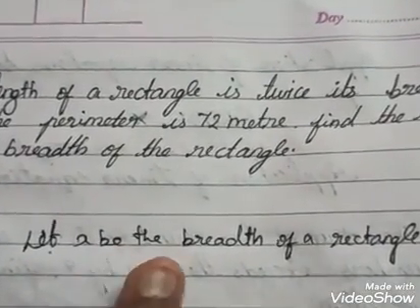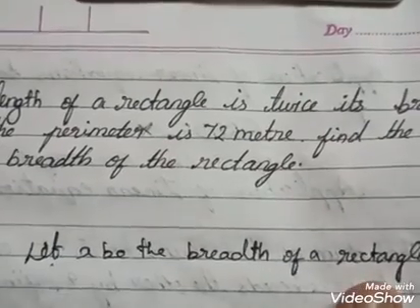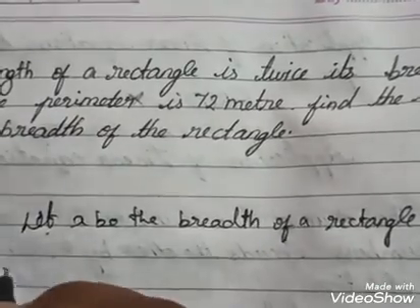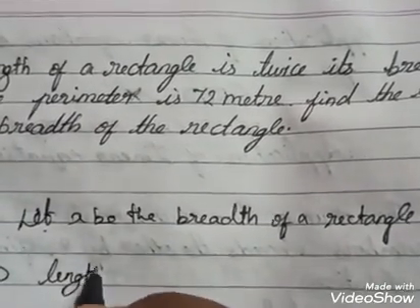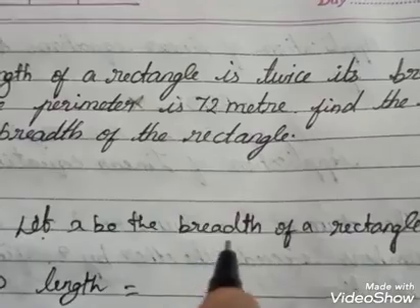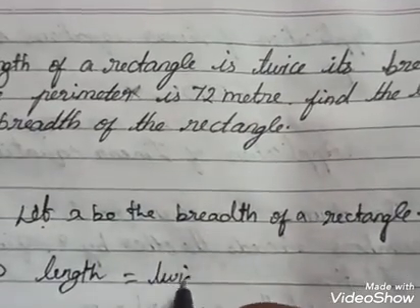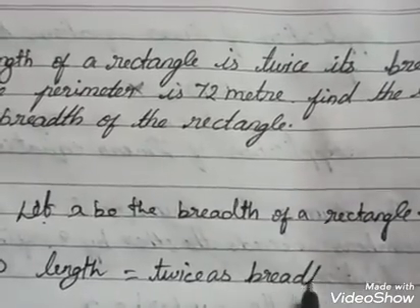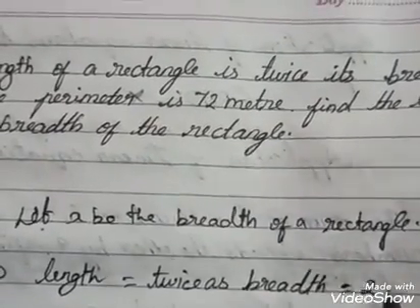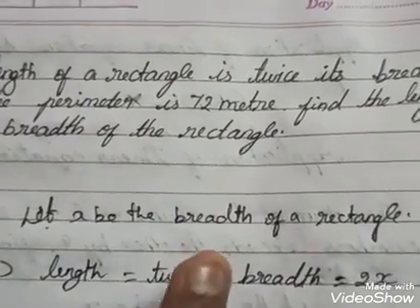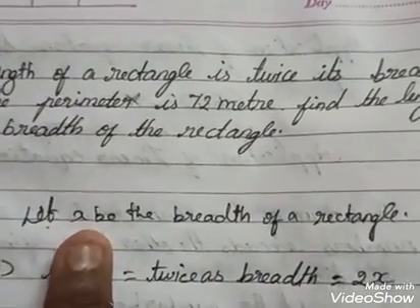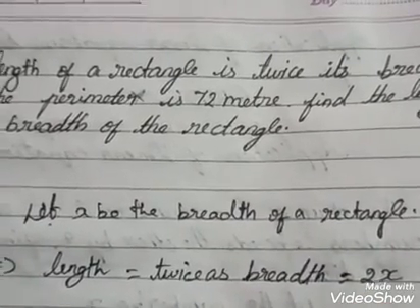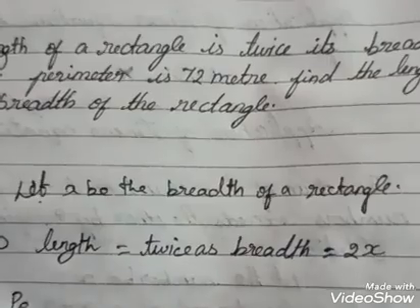So let x be the breadth of a rectangle means how we compare the length, it should be twice, which implies length is equal to twice the breadth, which is equal to 2x. So breadth we take as x, and by the given condition length is 2x. So what is the perimeter value?